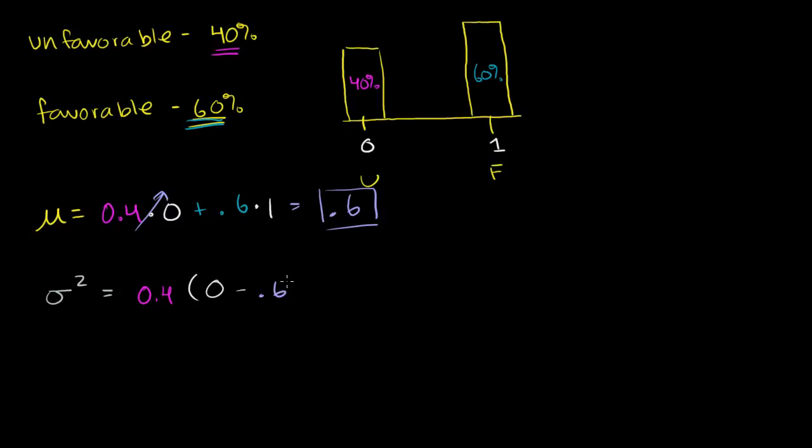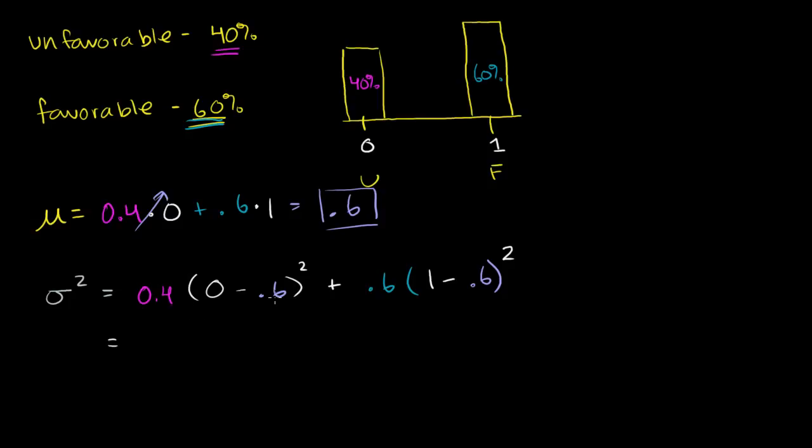0 minus 0.6 squared. Remember, the variance is the weighted sum of the squared distances. So this is the difference between 0 and the mean. And then plus, there's a 0.6 chance that you get a 1. And the difference between 1 and our mean, 0.6, is that. And then we are also going to square this over here.